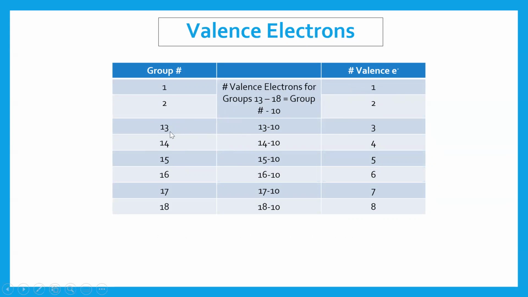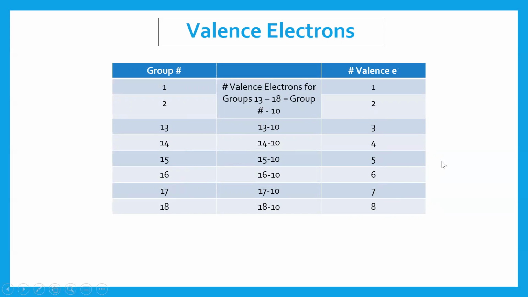But groups 13, 14, 15, 16, okay, those are the main group elements. Group 17, the halogens, and group 18, the noble gases. If you take the group number and subtract 10, you determine the number of valence electrons. So group 13 has 3 valence electrons, group 14 has 4, 15 has 5, 16 has 6, 17 has 7, 18 has 8. So pretty easy to remember.